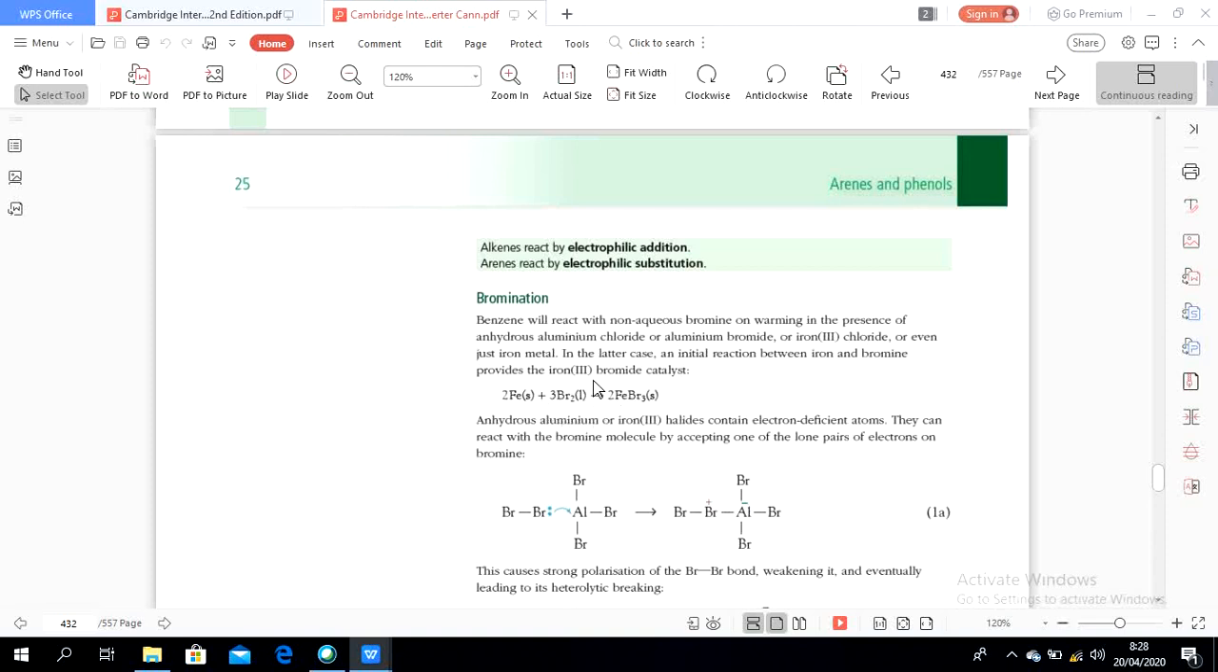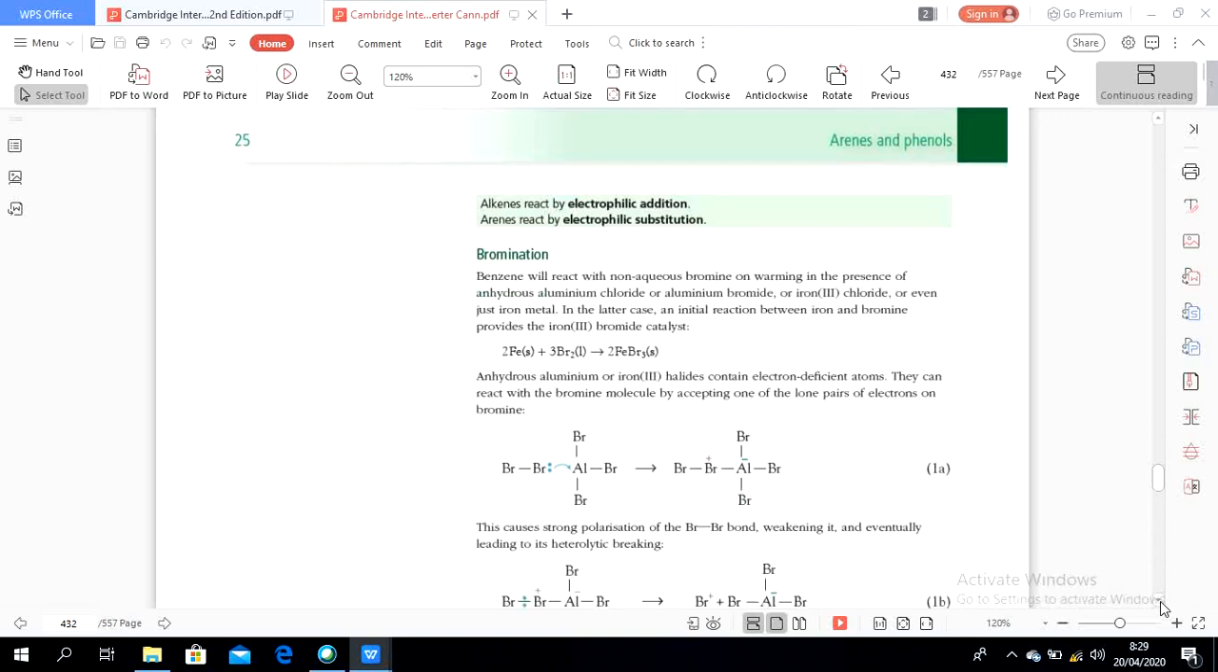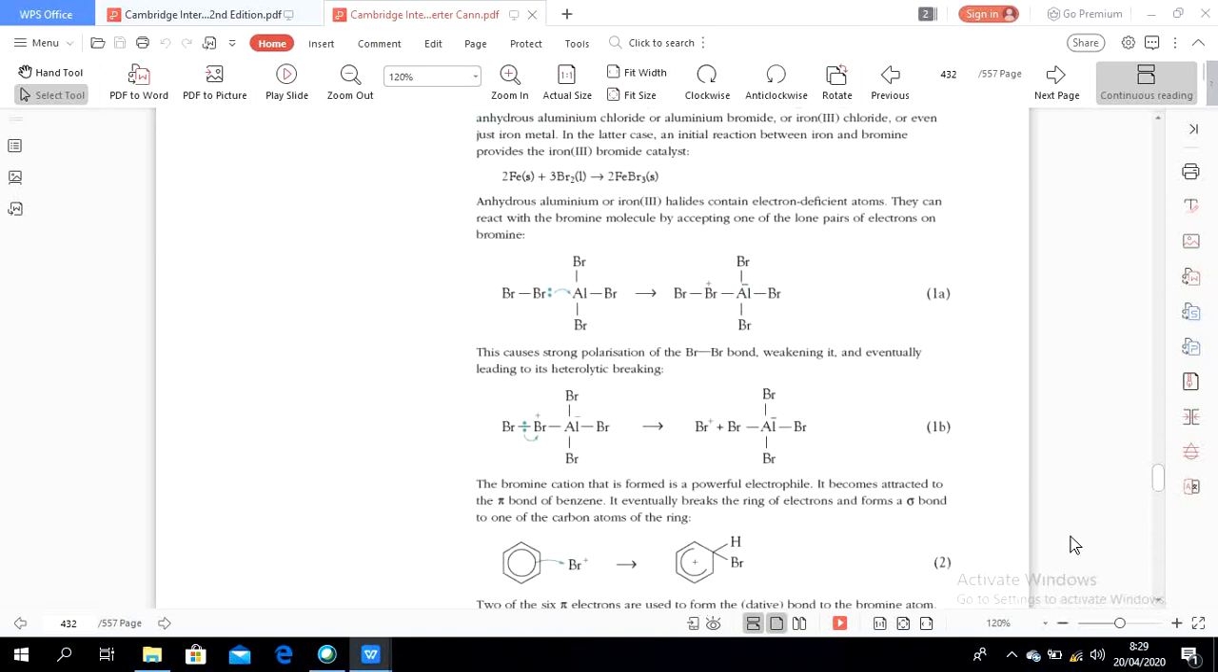The bromine has to be non-aqueous, meaning it is molten. So this creates the catalyst. Anhydrous aluminum or iron halides contain electron-deficient atoms, so they need one electron pair. They can react with a bromine molecule by accepting one lone pair of electrons on bromine.